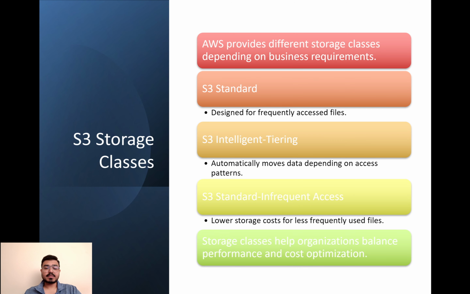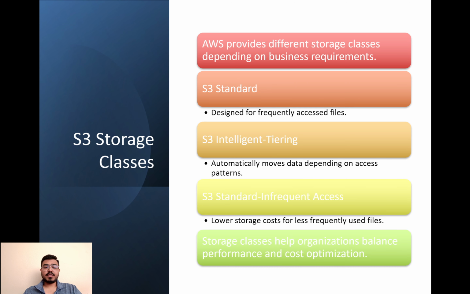The next storage class is S3 Intelligent-Tiering. This storage class automatically moves data depending on usage patterns. So for example, if certain files are not accessed often, AWS can automatically place them into a lower cost storage option. This helps organizations optimize storage cost without manually managing data movement.